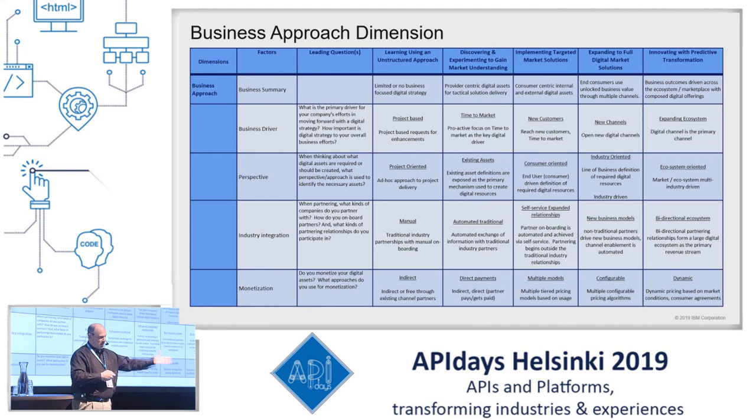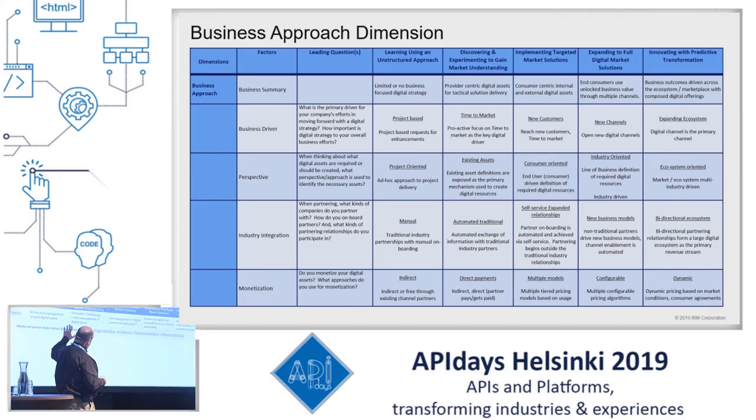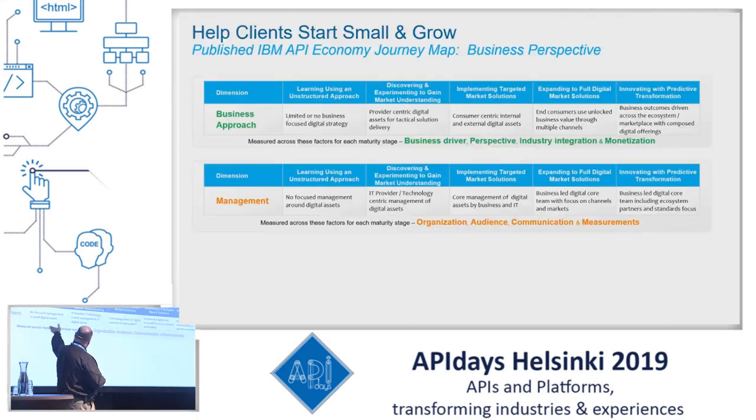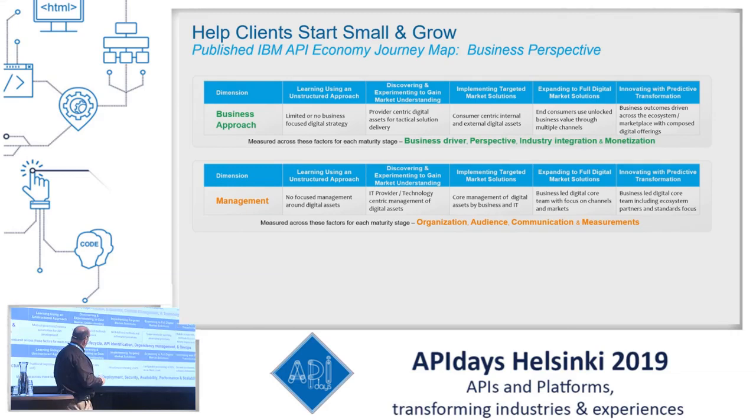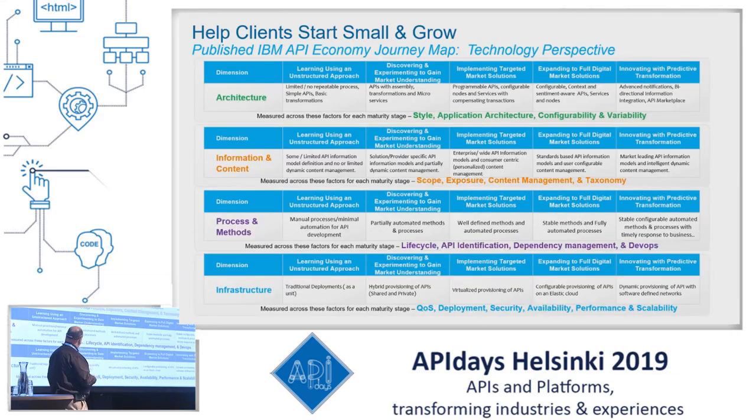I'm not going to take you through every one of those in detail because, first of all, you couldn't see it, especially those of you in the back. So just to summarize where this ended up, we had the business approach and then these titles for each one of these different states that somebody might be in, with the factors as detail. So this is the business approach and management. Maybe this is a little more readable for those of you in the back. And then on the technology perspective, the four different dimensions with each one of the summaries there as well.